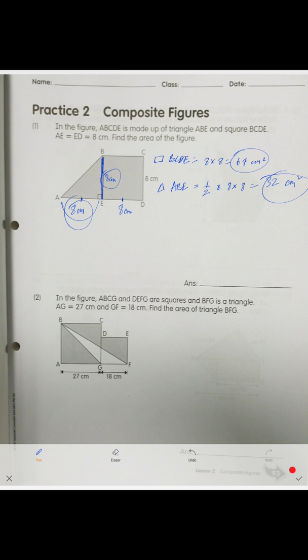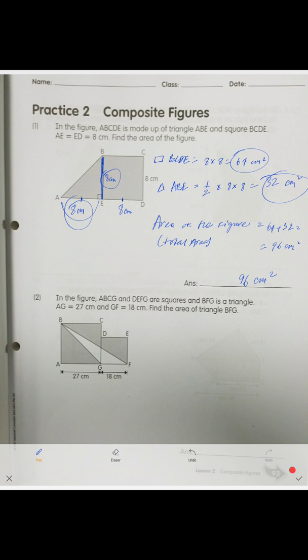Now we have our two areas. We simply add them together. So the area of the figure, well, I'm not going to write it all the time, so I'll write total area. Anyways, 64 plus 32 is equal to 96 square centimeters. So this is your answer: 96 square centimeters.